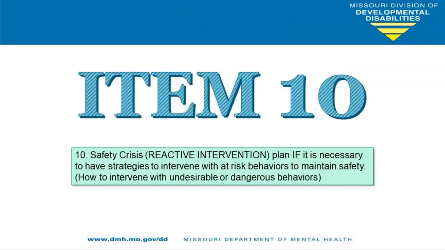Item 10. The plan has a safety crisis plan or set of reactive interventions if it's necessary, which includes strategies on what to do when risk behaviors that threaten safety occur. So what do we do when dangerous situations arise?